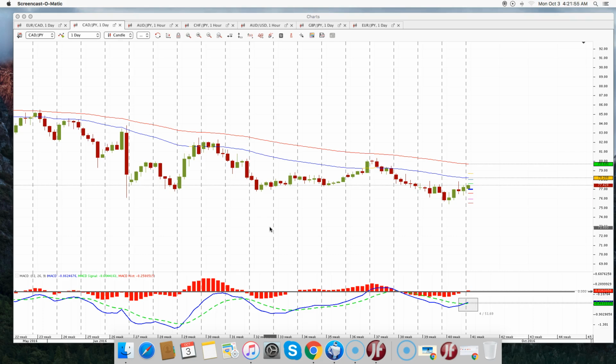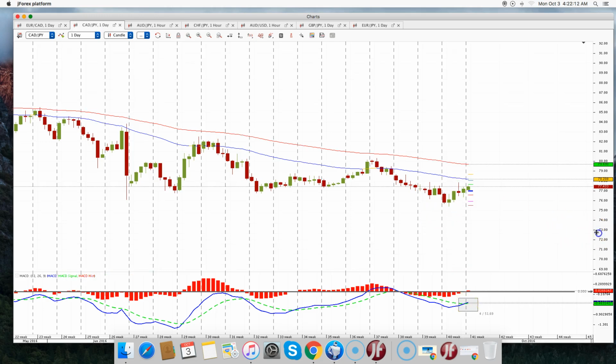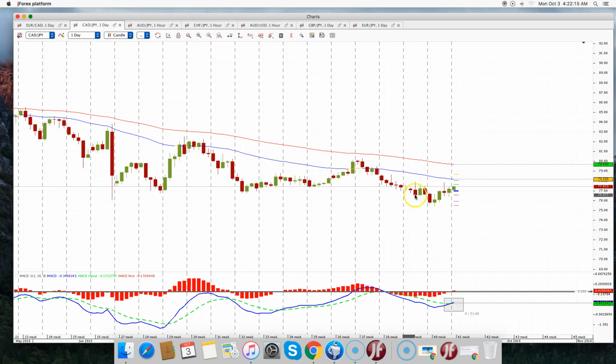Okay, we're looking at the CAD/JPY, Canadian yen pair, on a daily chart. So we are in a downtrend, but we do see two lines of MACD crossing to the upside. So I'm looking for a retracement trade. Again, the market's in a downtrend, so I don't look for directional bias trades right now. The two lines of MACD on a daily chart are crossing to the upside, so that means the market's retracing.